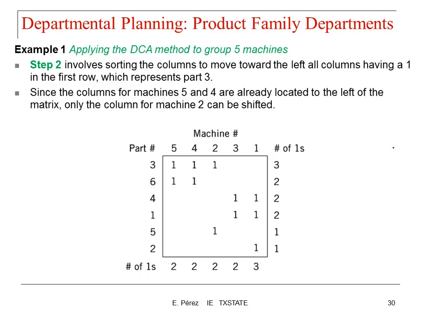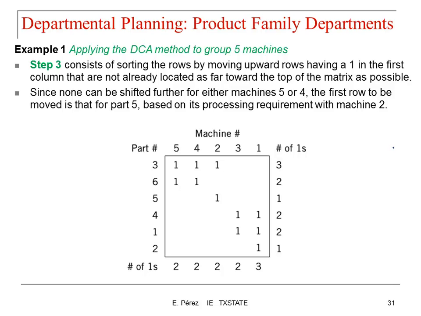In that sense, we have now this new order. We have a group of ones here and another group here. There's one more step to follow. Now we need to look at step number 3. So we are going to sort the rows by moving upward rows having a 1 in the first column that are not already located as far toward the top of the matrix. So now instead of going row by row, we're going to go column by column. And if we find a 1 in this column that we can move up, you're going to move it.